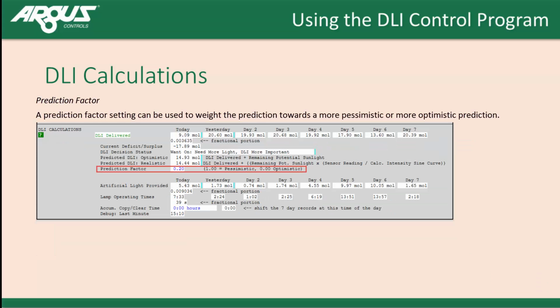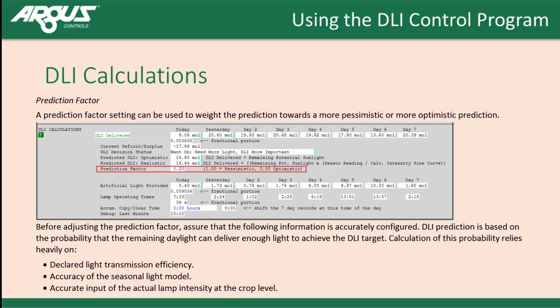Prediction factor. A prediction factor setting can be used to weight the prediction towards a more pessimistic or more optimistic prediction. Before adjusting the prediction factor, assure that the following information is accurately configured. DLI prediction is based on the probability that remaining daylight can deliver enough light to achieve the DLI target.